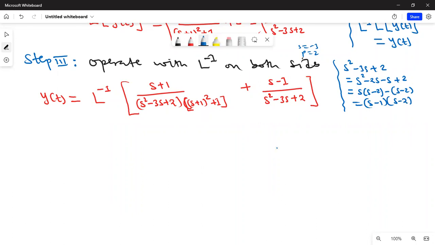What about the other one? The other one is (s plus 1) squared, then added to 1. What will it give us? This is the same as s squared plus 2s plus 1 plus another 1, which is the same as s squared plus 2s plus 2.